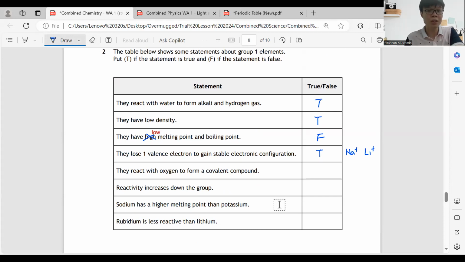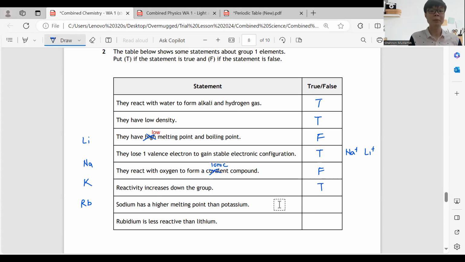They react with oxygen to form ionic compounds. Metal, non-metal react to form ionic. Reactivity increases down your group 1. That's true. Your last two is application of the trend. Okay, so if I were to put the periodic table here for you, it'll be something like that.